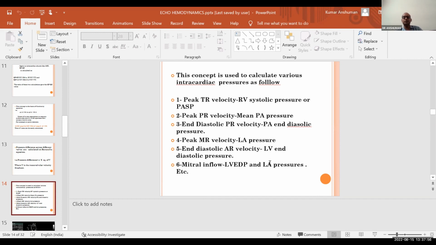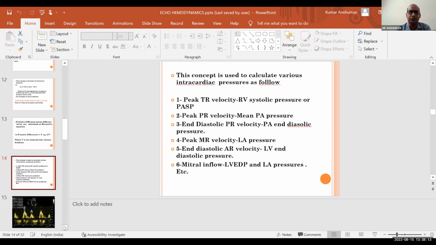So with these measures, you can easily make a very good assessment of cardiac parameters, with which you can help yourself or your clinician to plan disease management or treatment strategies.